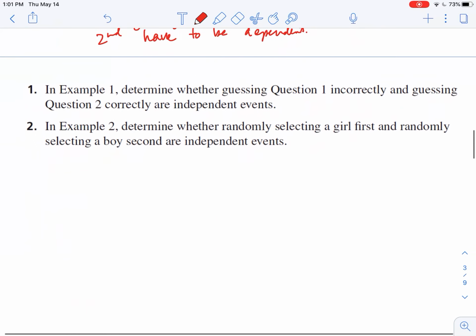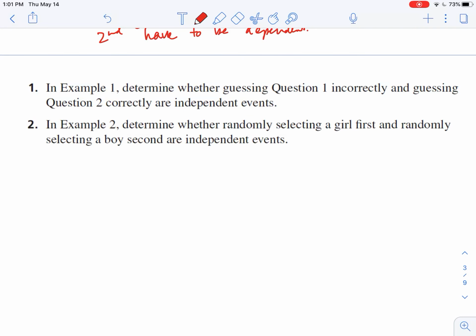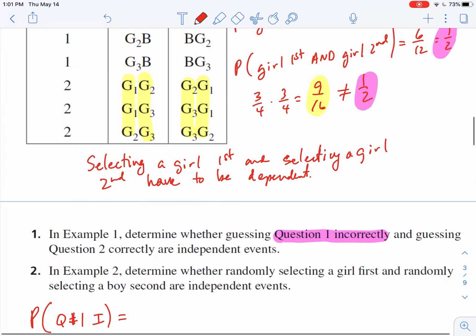So here are a couple of example questions then. If you'd like to try these on your own, now would be a great time to pause. If you want to just continue to watch, feel free to do so. So in example 1, it says determine whether guessing question 1 incorrectly and guessing question 2 correctly are independent events. So again, we're looking at question 1. So let's find the probability of finding question number 1 and making sure that it's incorrect. So let's scroll back up and find all those scenarios and figure out what that probability is.